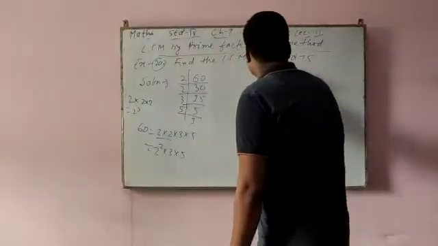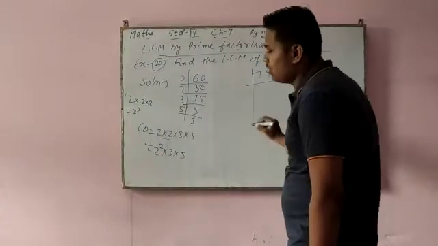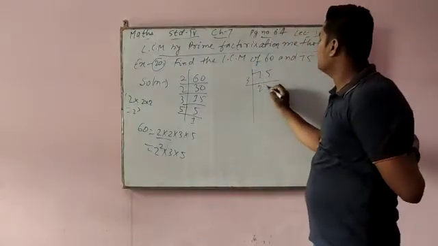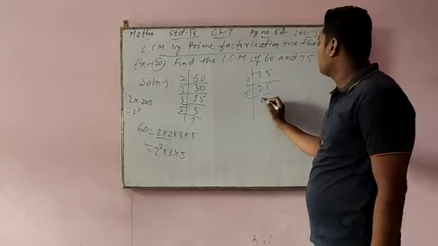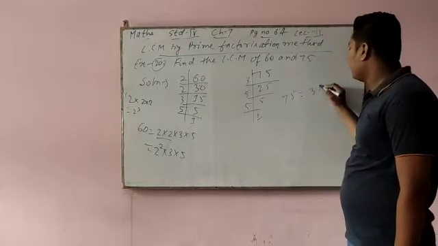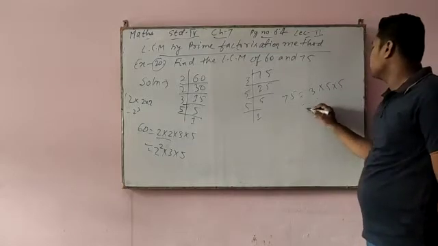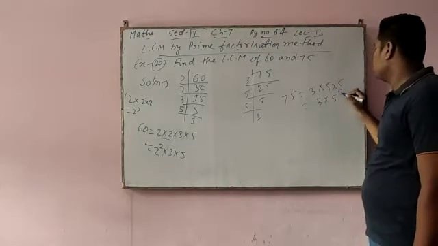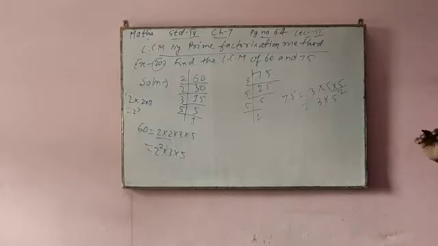Now come to 75. In the table of 2, 75 will not divide. Table of 3, 25. Table of 5, 5. Table of 5, 1. So the prime factorization of 75 is 3 into 5 into 5. So 3 into 5 to the power 2, because two 5s are there. Now this is done.